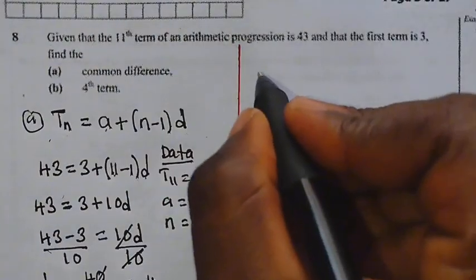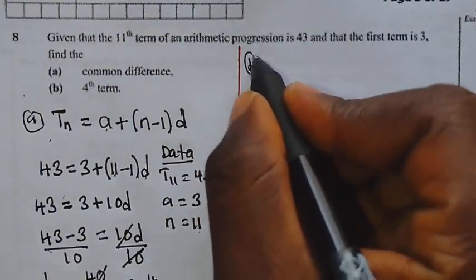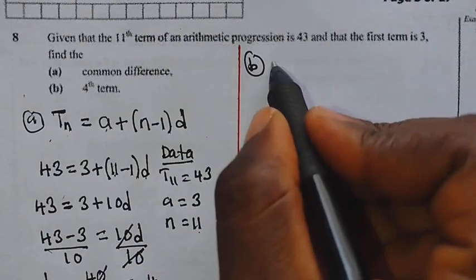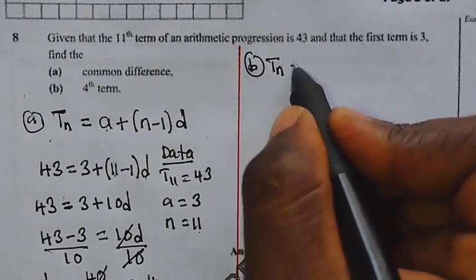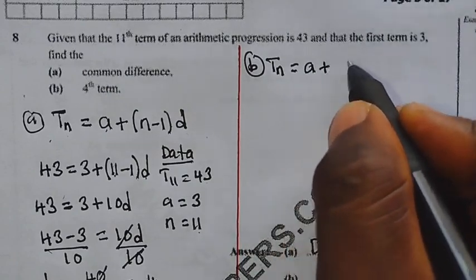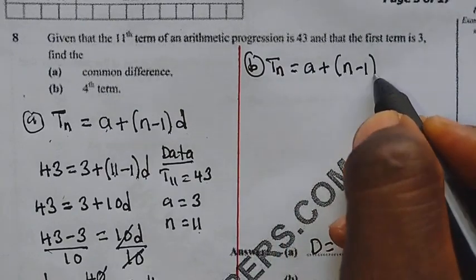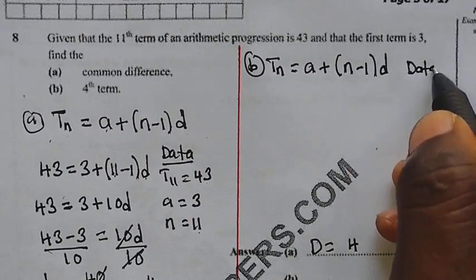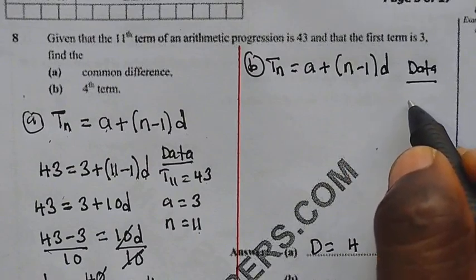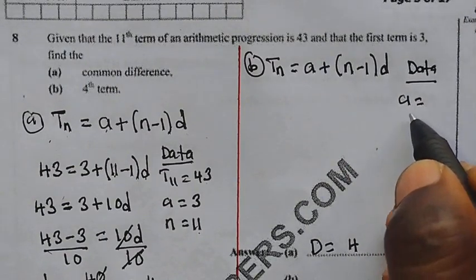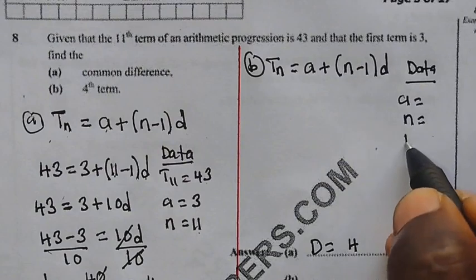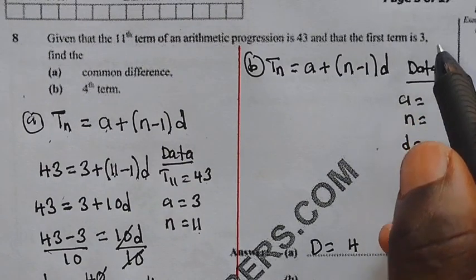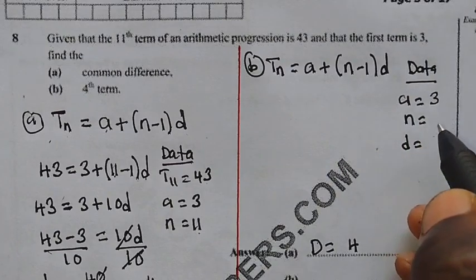All right, so we've now come to question B. Question B: find the fourth term. Let us come up with the formula where T subscript n is equal to A plus open bracket n minus 1 close bracket D. First thing, let us come up with the data. In our data we are going to find A, n, and D. A is the first term which we are given in the question, which is 3.